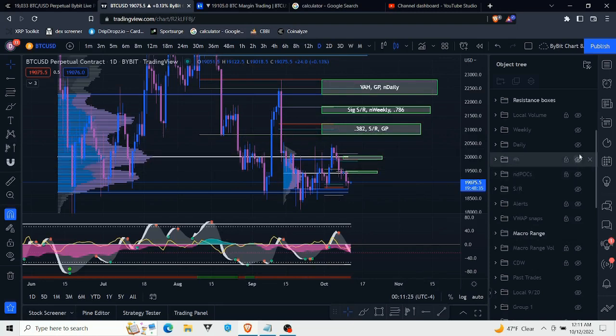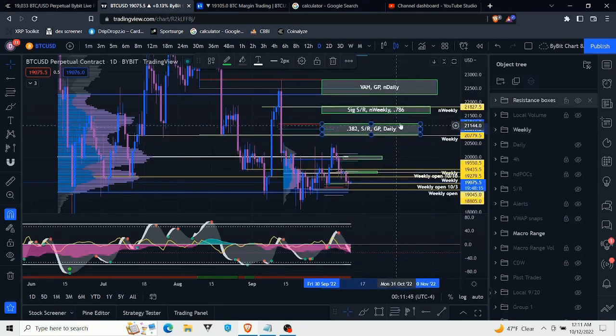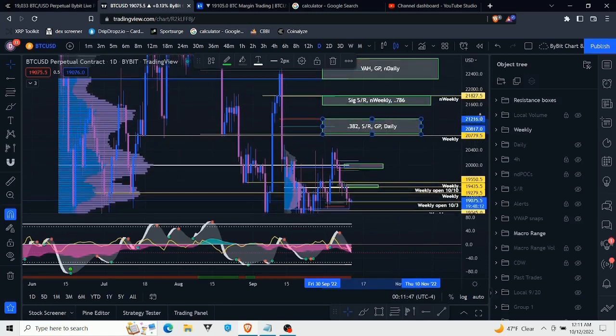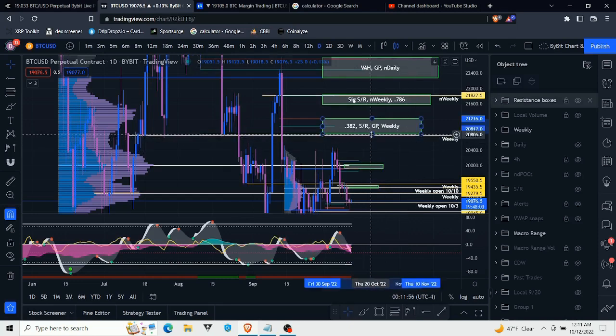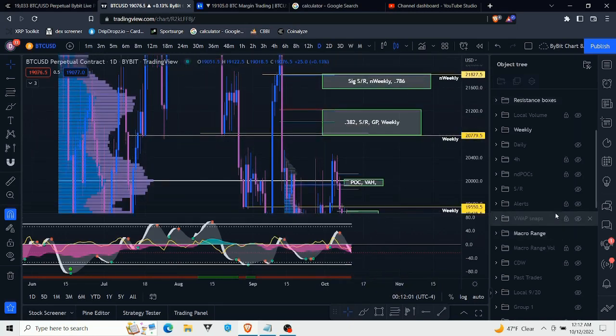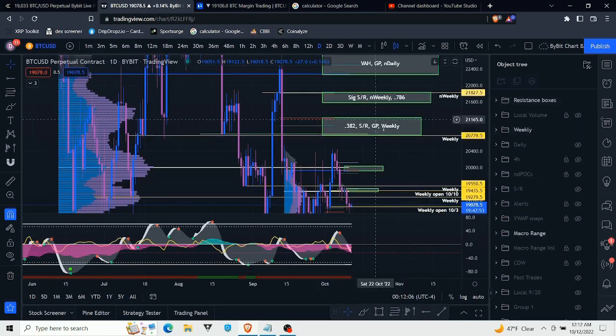Let's check some of my other folders. This is also a daily level, as you can see here, so I can write daily in here as well. Okay, it is a weekly level as well, I guess. So I'm just going to get rid of the daily and write weekly. That is more significant. And I'll actually adjust this box a little bit. So there we go. I have an alert set at this level as well.